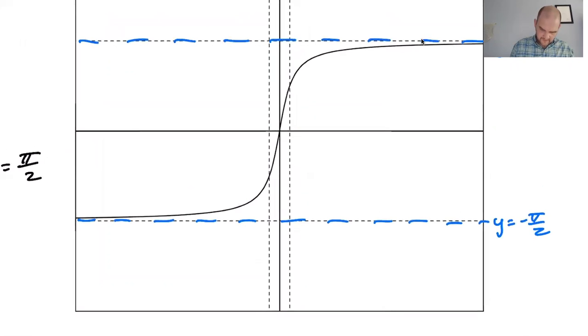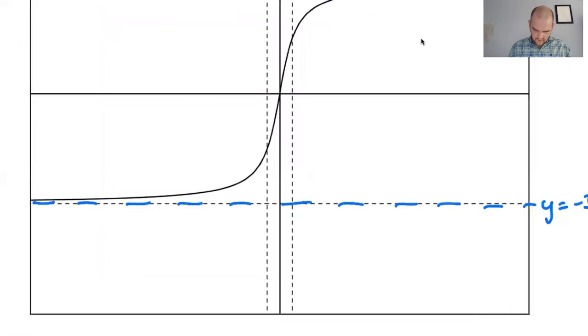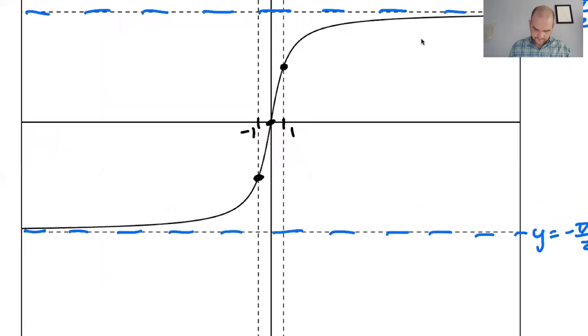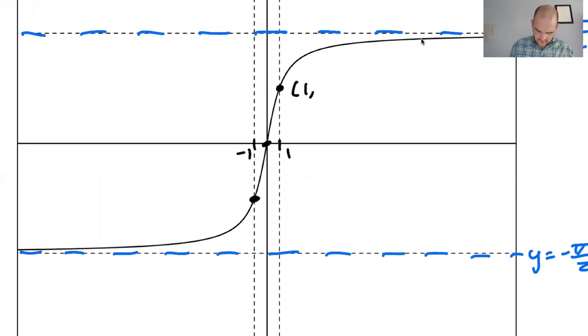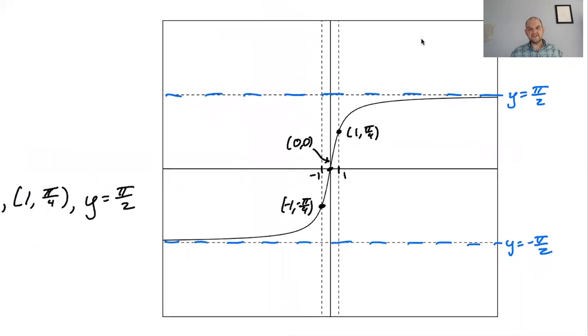We have a point, switch colors. We have a point here. So this must be -1, this must be 1. This is why it's so hard to get an accurate graph by hand. Here and here, then just kind of go for it. So this is 1 comma pi over 4. This is 0, 0. That arrow is not even pointing right. And this is -1, negative pi over 4. So many things, 5 things, you got to know them.